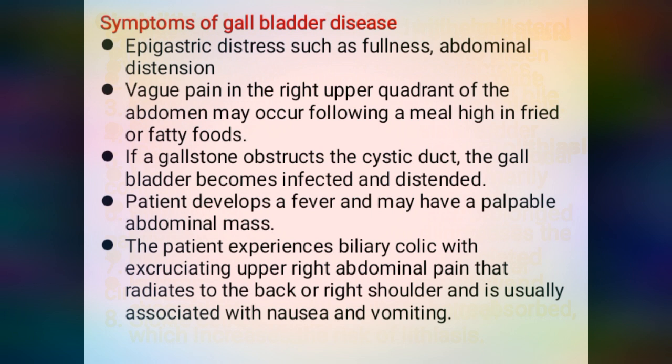But sometimes, when there is a complete obstruction, these are the signs that you are going to see. There will be epigastric distress, like a feeling of fullness or abdominal distension due to the enlargement of the bowel, bladder or the gallbladder. And there will be vague pain in the right upper quadrant of the abdomen, just because this is where the gallbladder is located. So it denotes the location of where the problem is coming from.